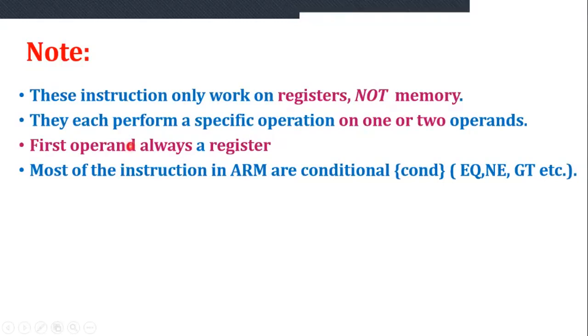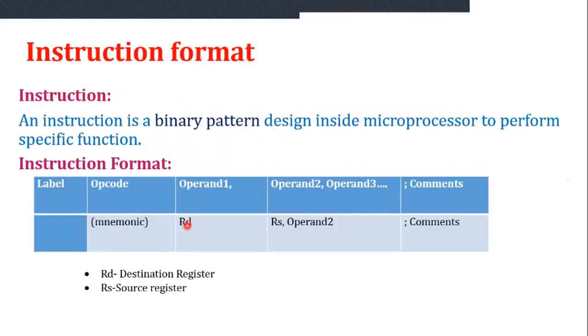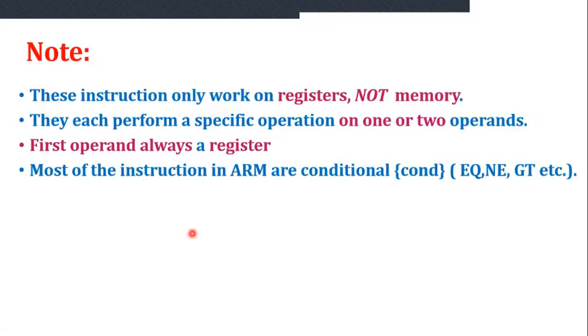Each instruction performs a specific operation on one or two operands, and the first operand is always a register. If you want to perform an operation, we take one or two operands and perform the operation, maybe addition or subtraction. The first operand is always a register, and in most instructions it acts as the destination register. Most instructions can be conditional, for example EQ, NE, GT, etc. All these things we'll discuss in the branching instructions.